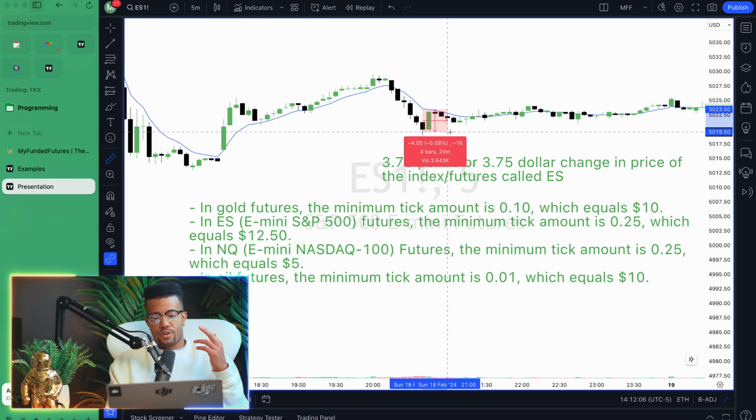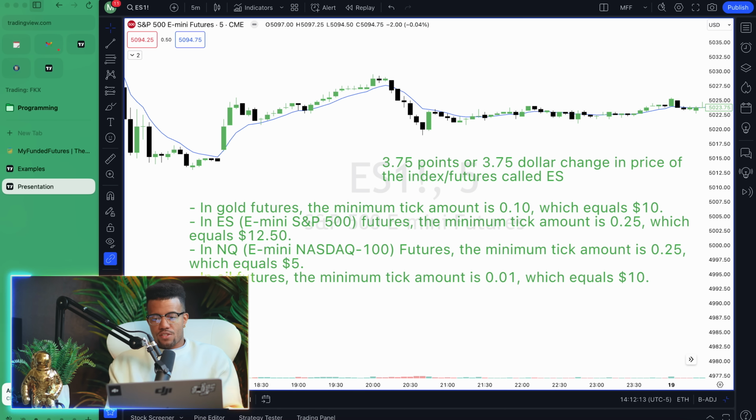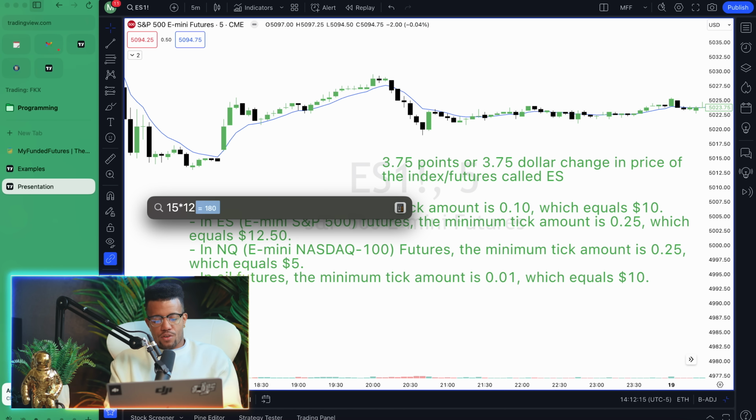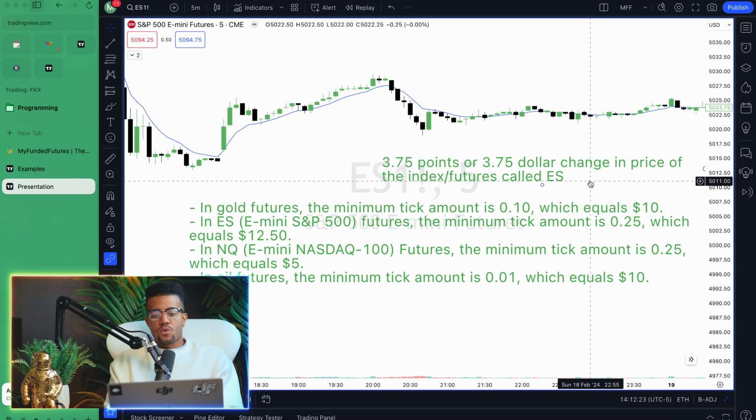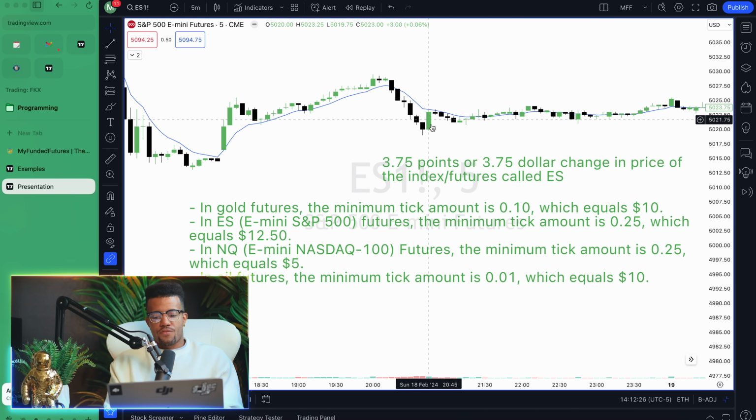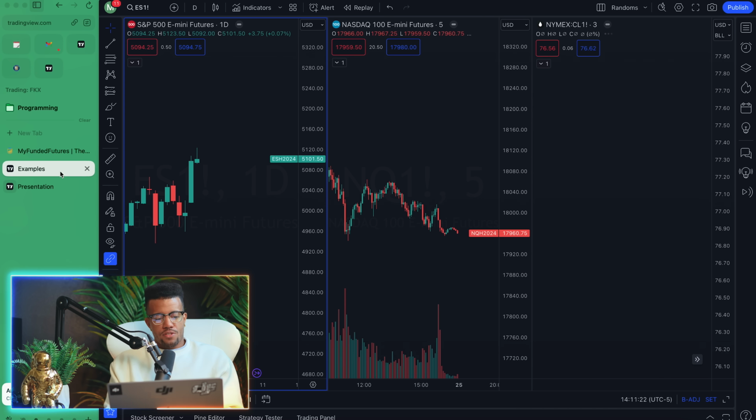Okay. Very, very important. So the value of this 3.75 is 15 ticks. We open the calculator. 15 times 12.50 is $187.50. Cool. So that's $187.50 change on ES. So let's look at some other examples.